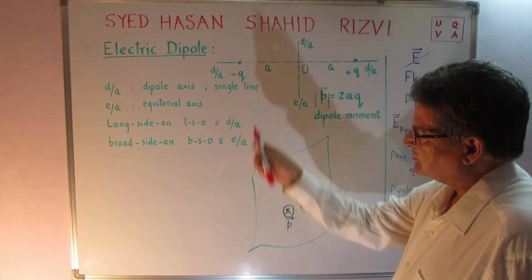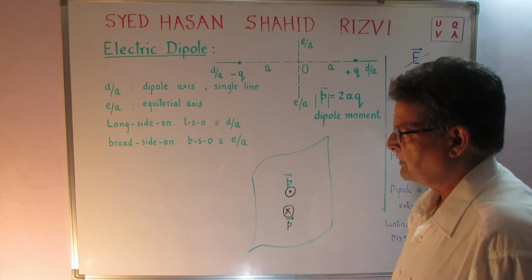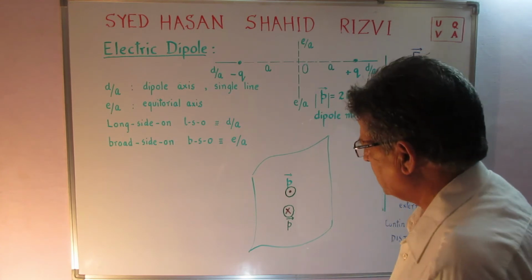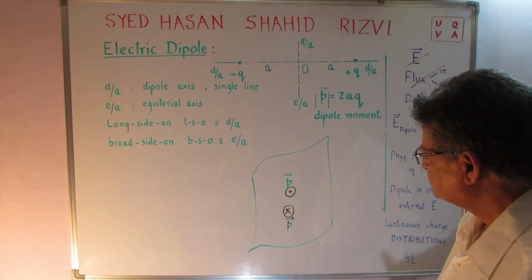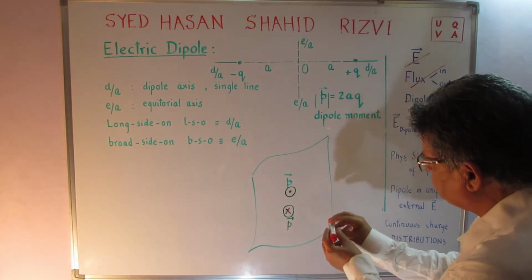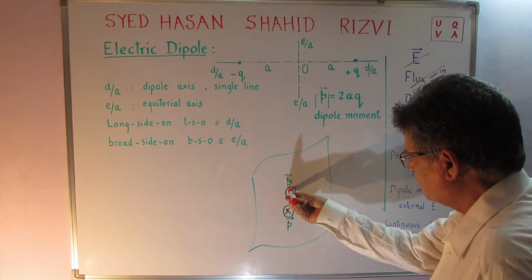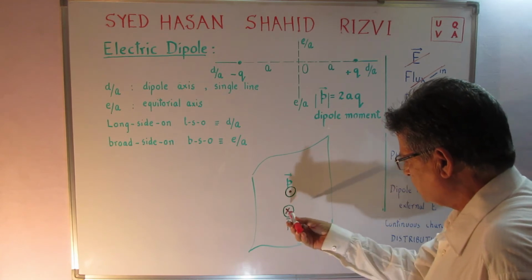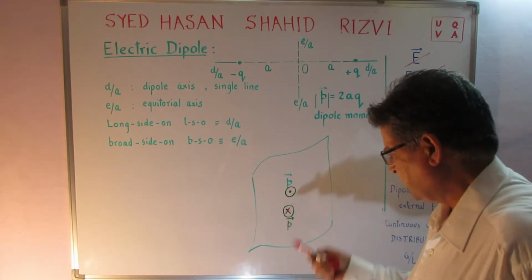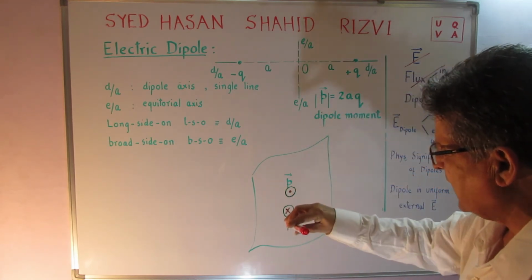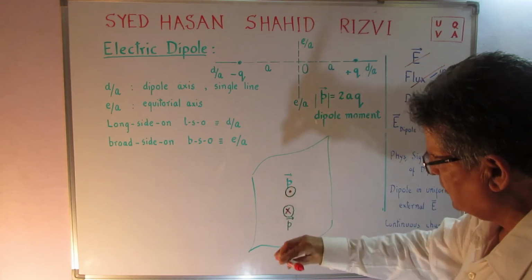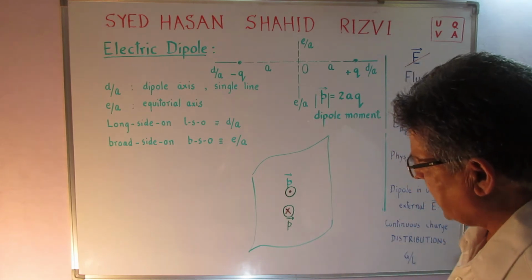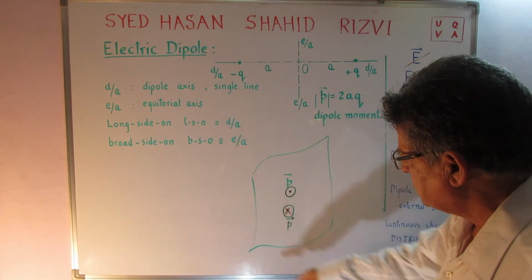This dipole axis is a single line joining two points, but the equatorial axis is not. Because, look here, if I have a dipole which is towards you, or a dipole which is away from you, the P is pointing towards you, or the P is pointing away from you, then that means it is perpendicular to the board.